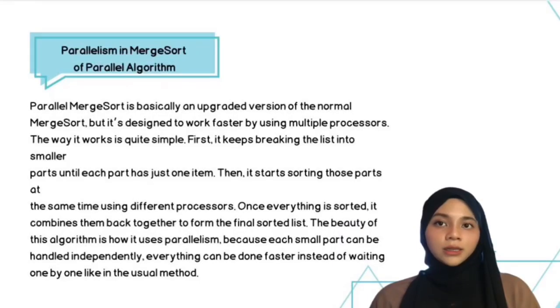So we are going to talk about parallelism in merge sort of parallel algorithm. Parallel merge sort is basically an upgraded version of the normal merge sort, but it's designed to work faster by using multiple processes. The way it works is quite simple.